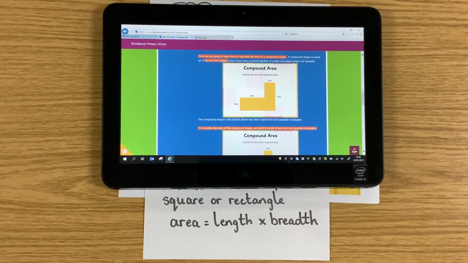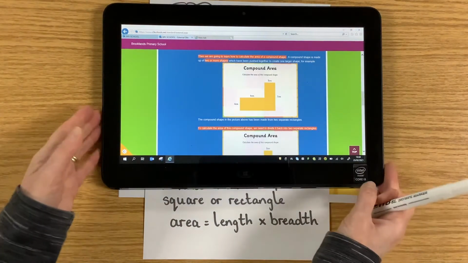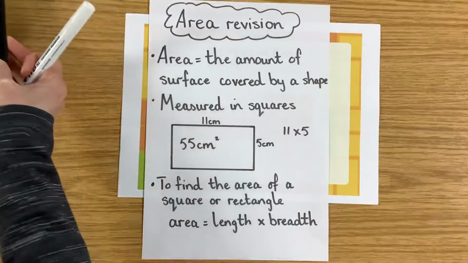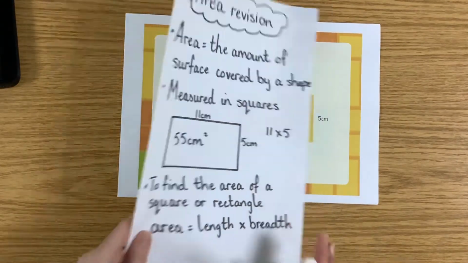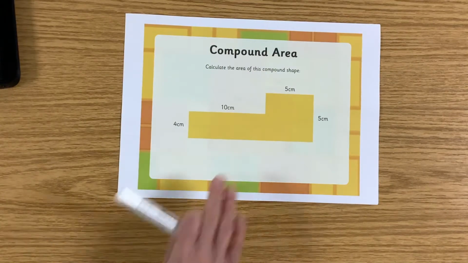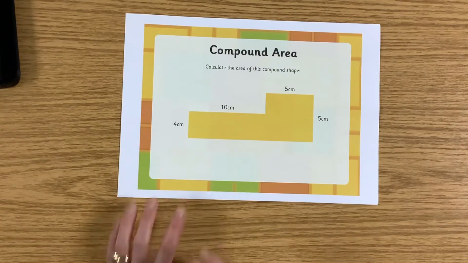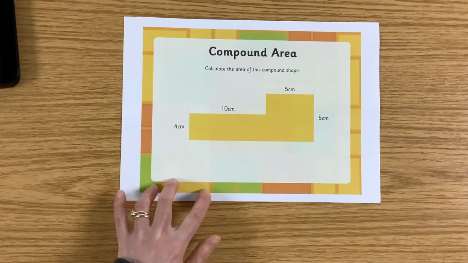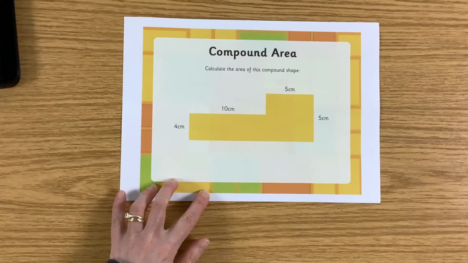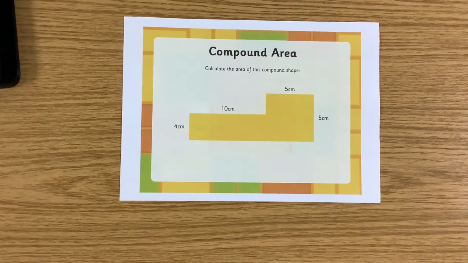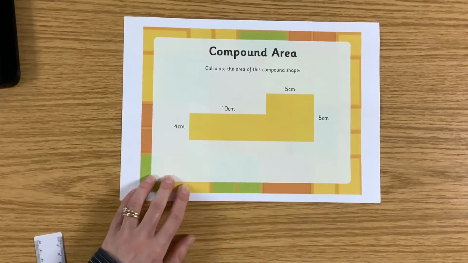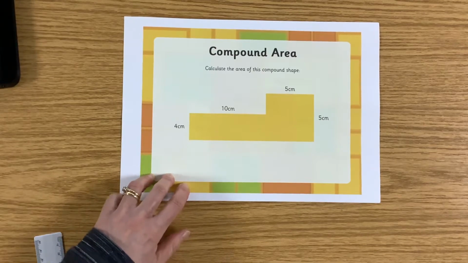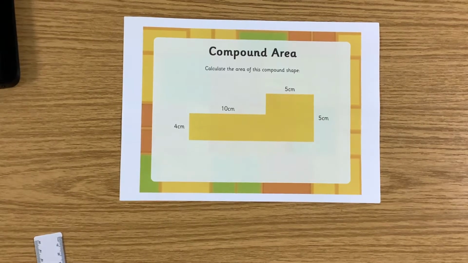Now, a compound shape is a shape that's made up of more than one shape, and those shapes have been pushed together to make one bigger shape. For example, in this one, if I look at this shape, it's not a simple rectangle or a square, but it's been made up of more than one shape that has been pushed together. So this is what's called a compound shape. Now, to find its area, I can't just multiply 2 of the numbers together. What I need to do is break it back down into smaller shapes.